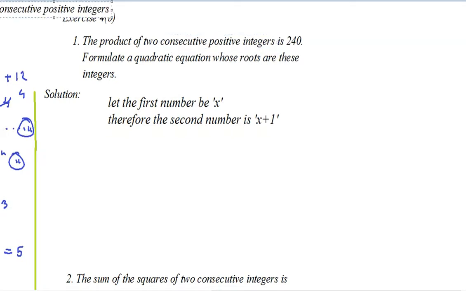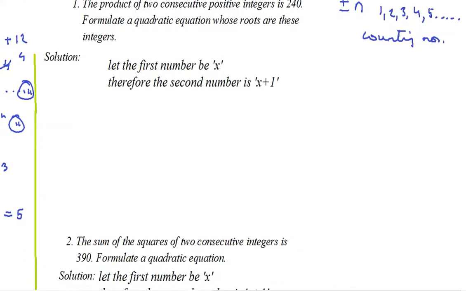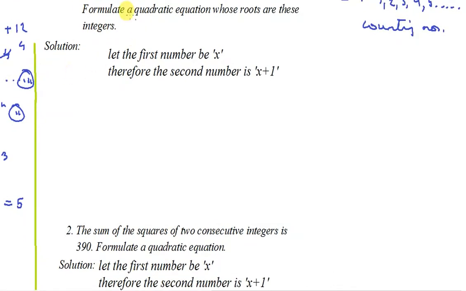Consecutive positive integers are numbers that come one after another. Integers are whole numbers, plus or minus n, where n stands for a number. Positive means 1, 2, 3, 4, 5, like counting numbers. So formulate a quadratic equation whose roots are the integers.